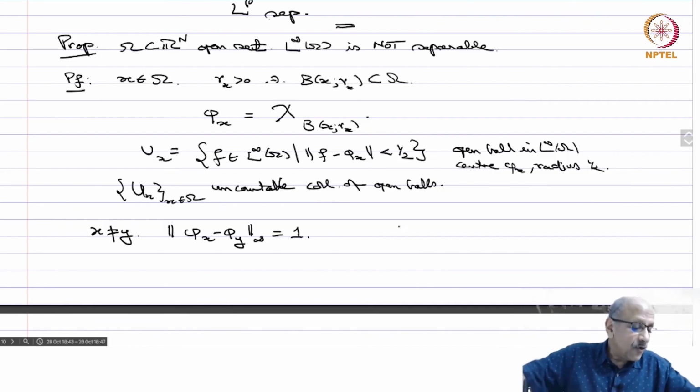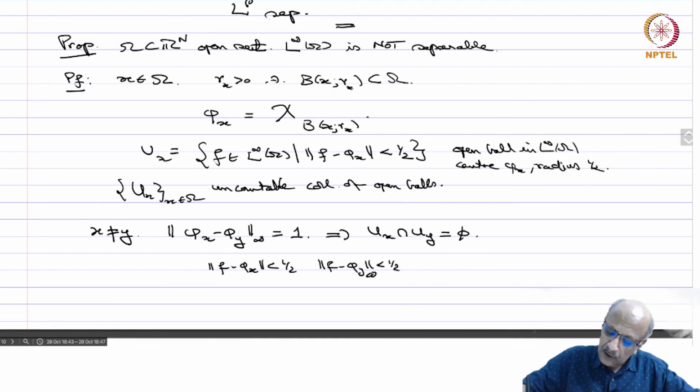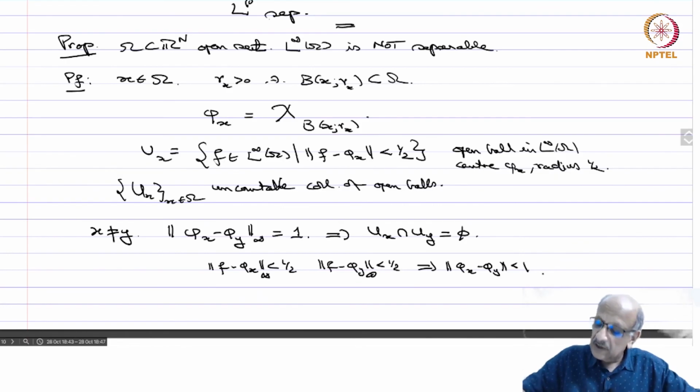Okay, and therefore this implies that U_x intersection U_y is empty, because if f belongs to U_x and f belongs to U_y, then the norm of f minus phi_x is less than half, and the norm of f minus phi_y is less than half in the L infinity norm, and by the triangle inequality the norm of phi_x minus phi_y will be less than or equal to these two, which is strictly less than 1, which is a contradiction because we know it is equal to 1. Okay, so U_x intersection U_y is empty.